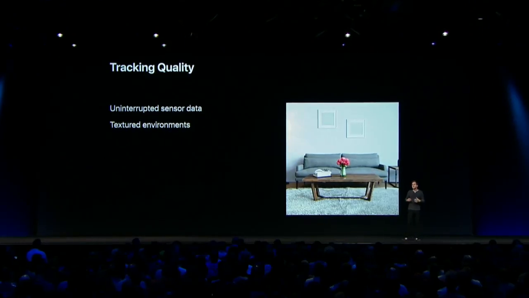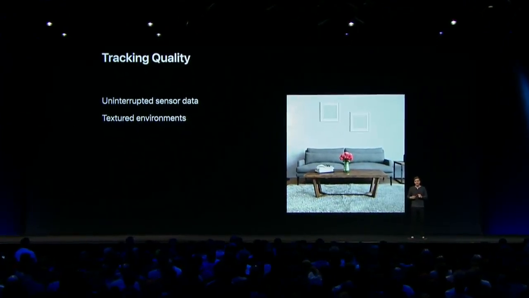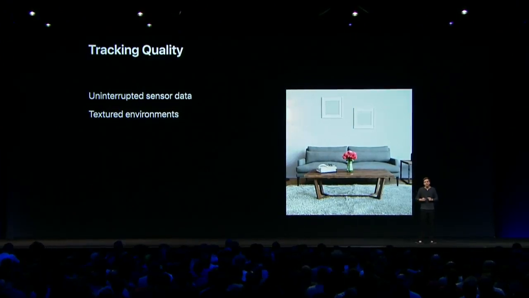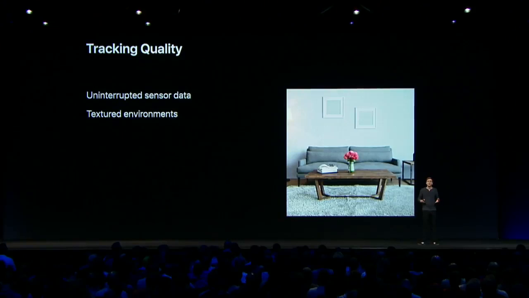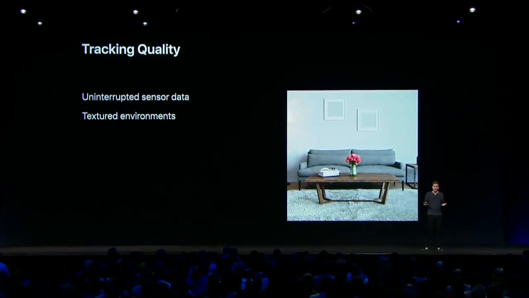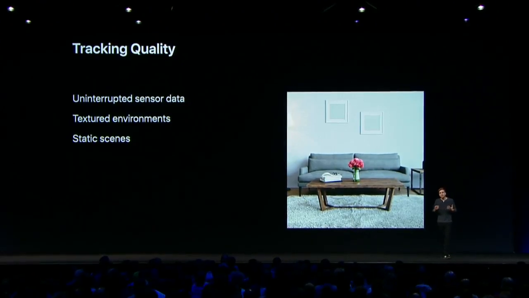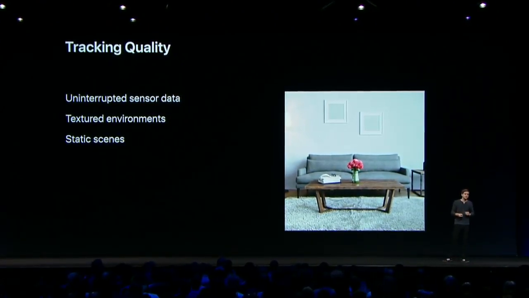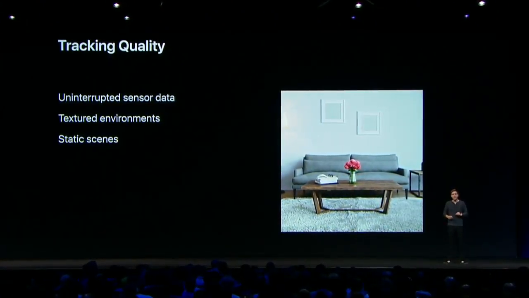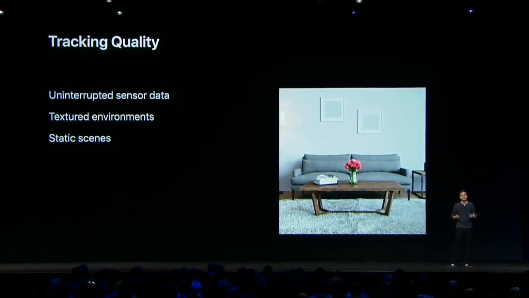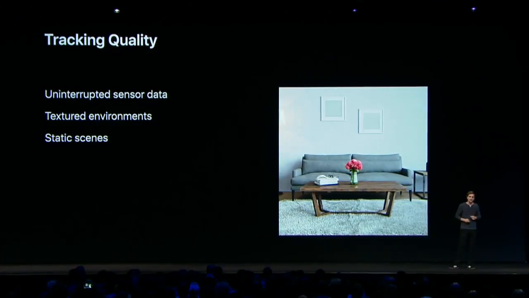Next, tracking works best in well-textured environments. This means we need enough visual complexity in order to find features from your camera images. So if I'm facing a white wall, or if there's not enough light in the room, I will be unable to find features, and tracking will be limited. Next, tracking also works best in static scenes. So if too much of what my camera sees is moving, visual data won't correspond to motion data, which may result in drift, which is also a limited tracking state.